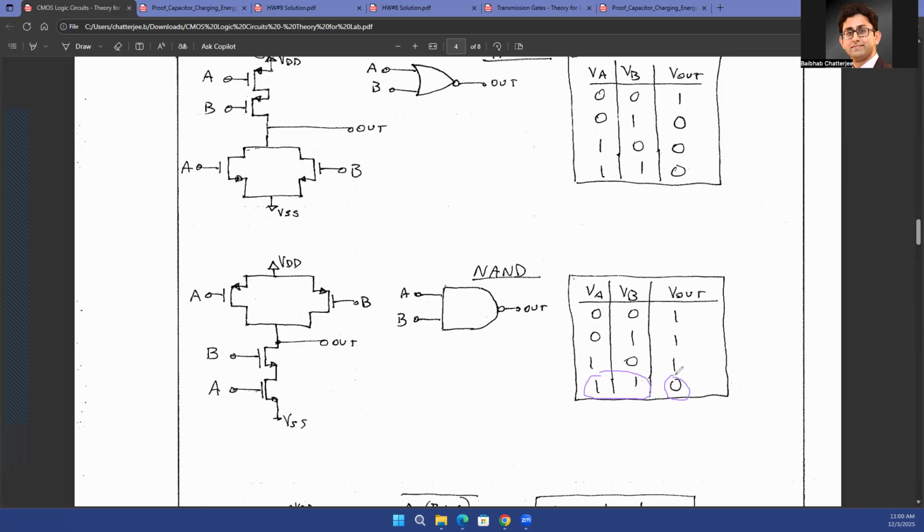It's the negative of AND. AND is when both of my inputs are 1, my output is 1, and in all other cases, my output should be 0. NAND is just the opposite of that. So you have this truth table on the right. How do you implement this?